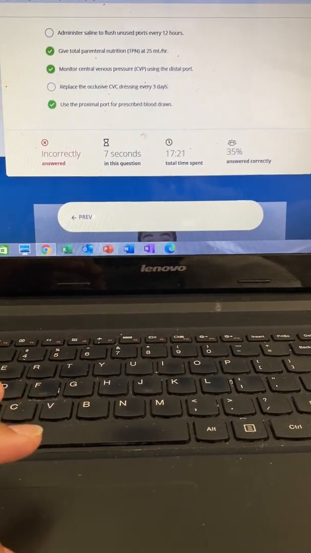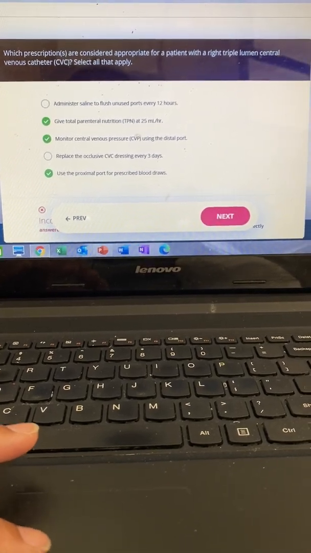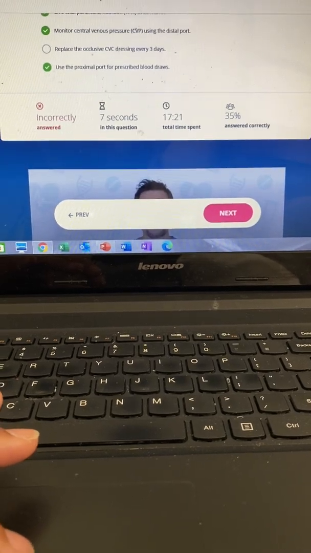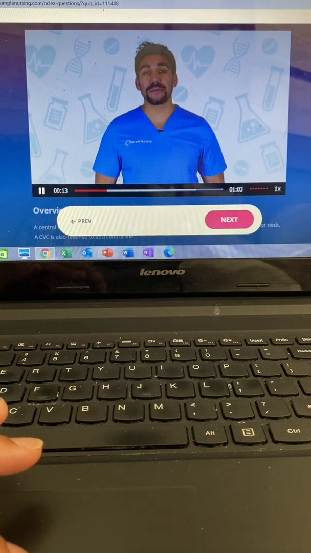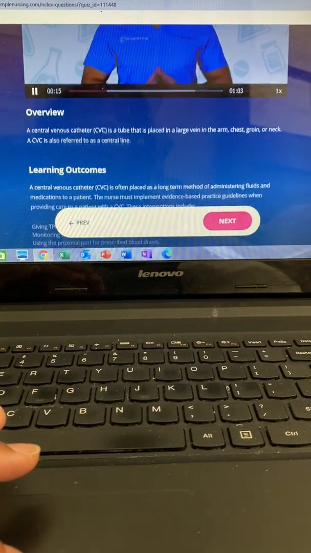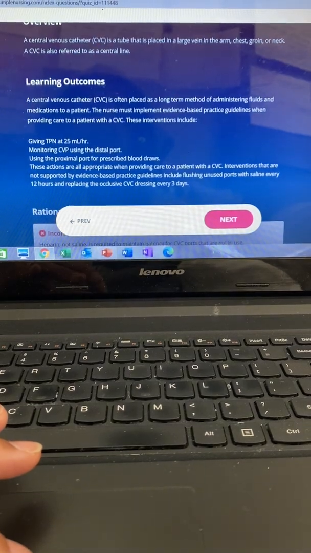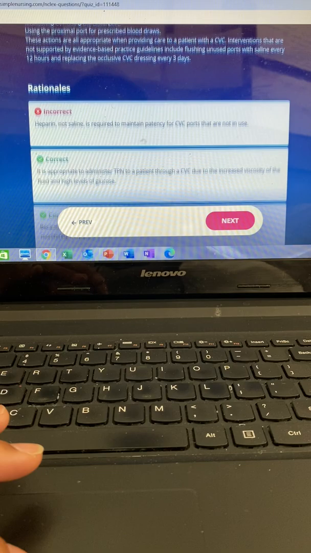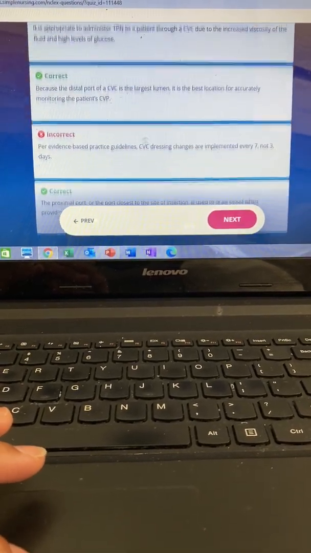Now, using our 3 steps, let's break this down. This question's asking for the appropriate prescriptions here, or the appropriate orders, for the key problem here, a patient with triple lumen CVC, or central venous catheter. So the biggest thing I'm thinking is giving meds, fluids, drawing labs, and measuring that CVP, central venous pressure. So solutions we're looking for are the correct ways to use this line.